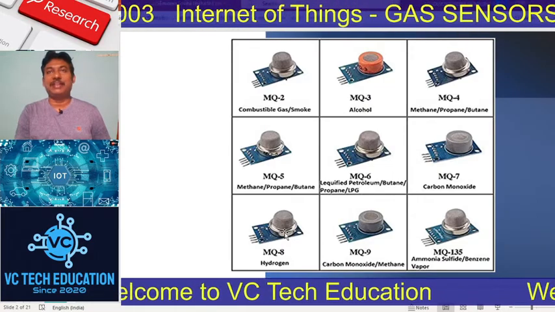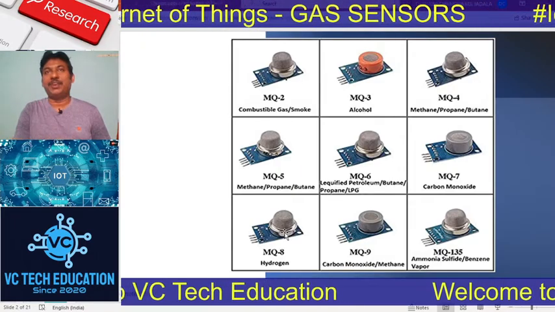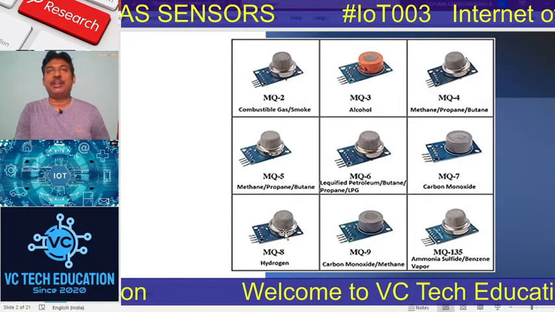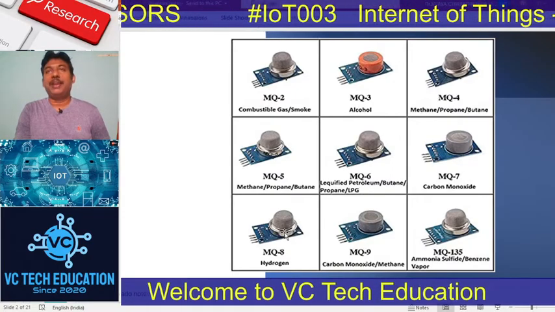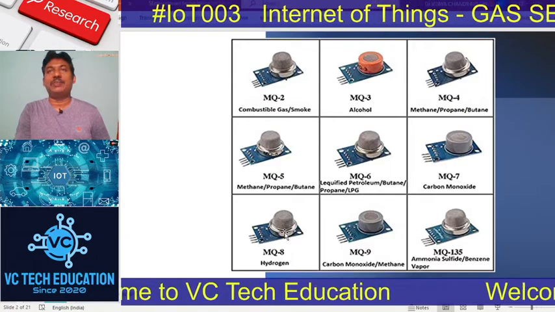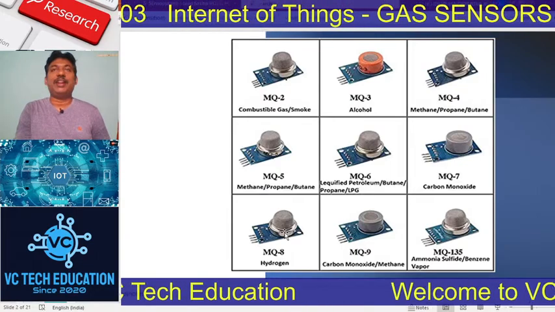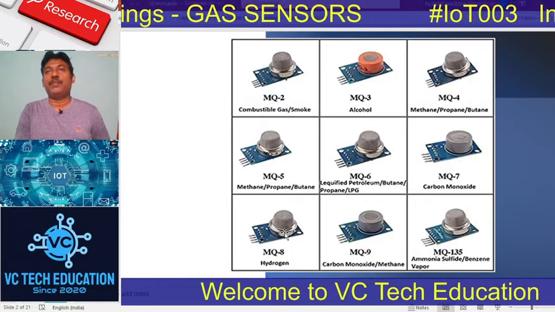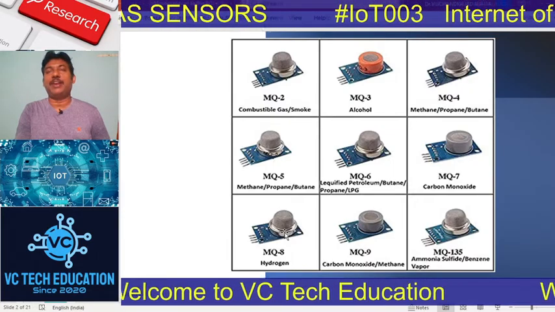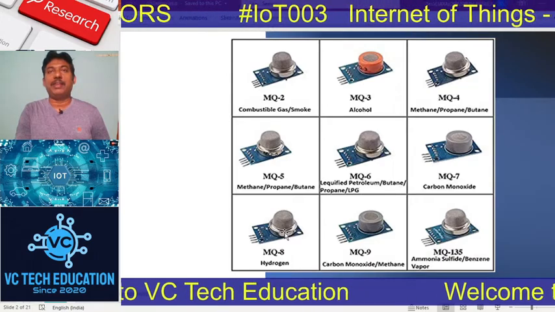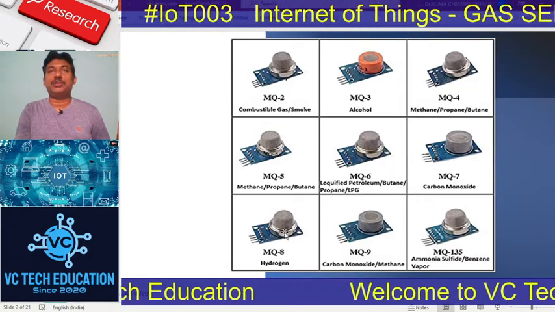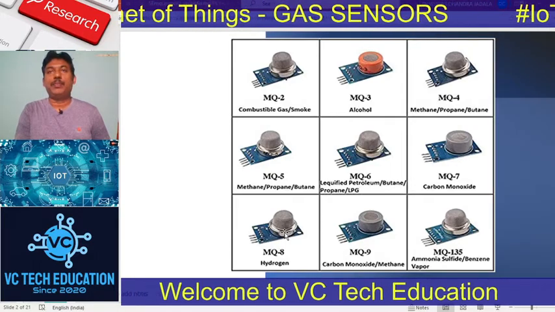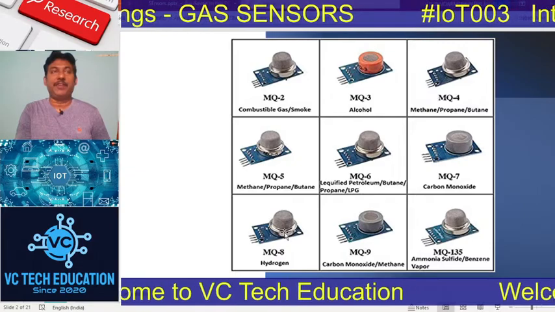gas and smoke identification sensor, that is MQ2, where it will even identify the alcohol content. MQ3 is another sensor which will identify alcohol content. Generally it is used for breath analyzing. And next is MQ4, where methane, propane and butane will be identified. MQ5, where methane, propane, butane, also works the same. MQ6, where liquefied petroleum, butane, propane and LPG gas will be identified.